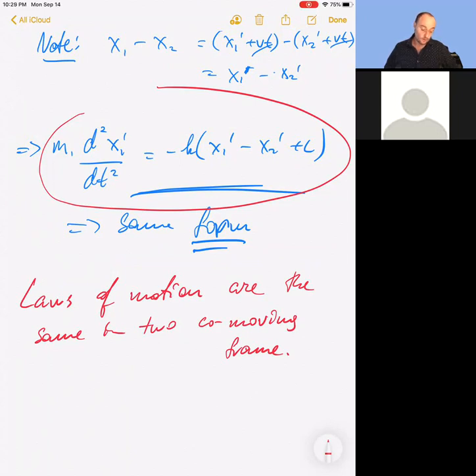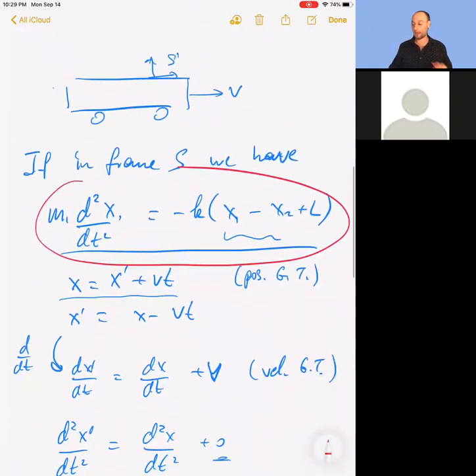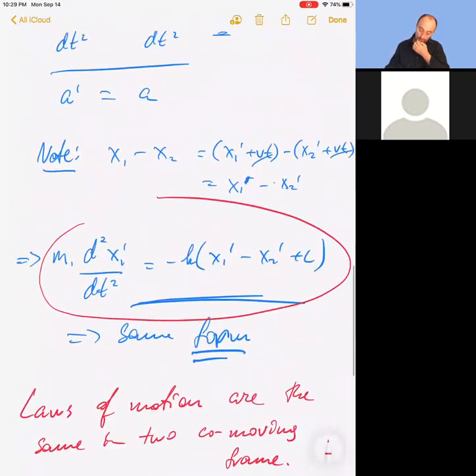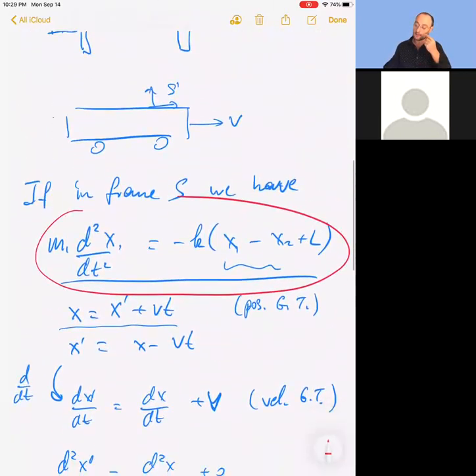So remember, I discussed that laws are really a relationship between quantities. And the fact that they have the same form means the relationship between accelerations and positions is of the same form. So what is it about Newton's second law, and what is it about properties of forces that led us to this idea that they take on the same form in two frames? And the key here is that the forces, being functions of coordinates, are functions of the differences of coordinates, right?